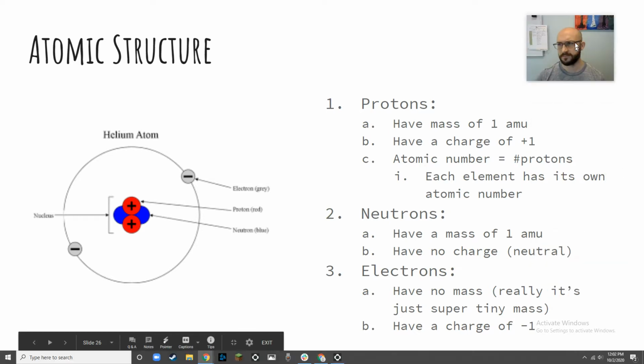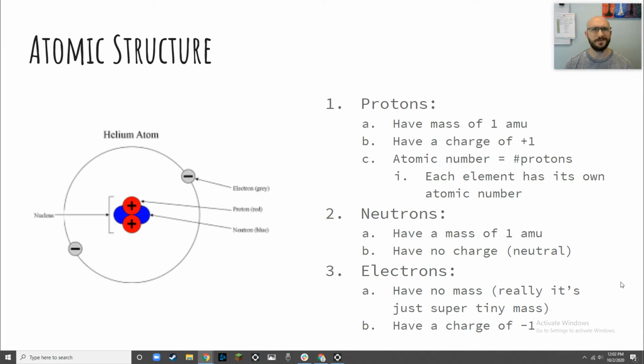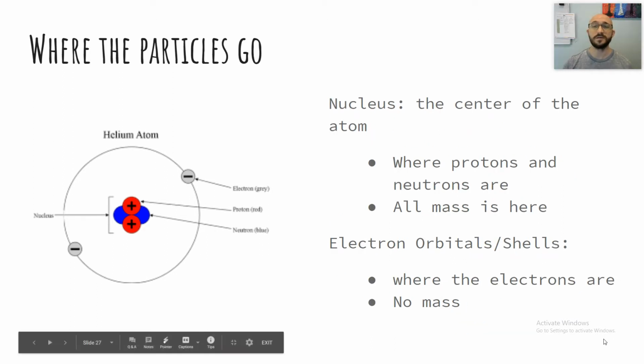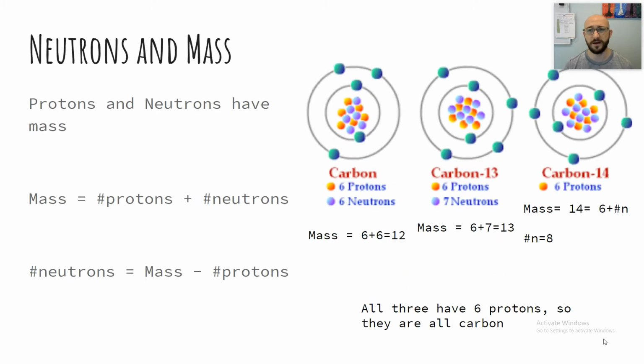So, atomic structure, you guys know this. There's protons, there's neutrons, there's electrons. Protons and neutrons have mass, electrons do not. Protons have a positive one charge, electrons have a negative one charge. The protons and neutrons hang out together in something called the nucleus, and electrons buzz around the outside. All right, nothing crazy or weird there.